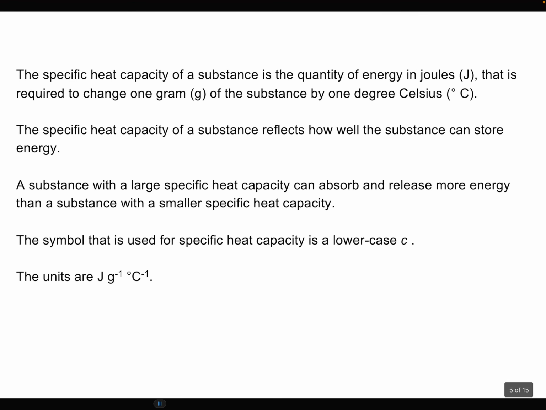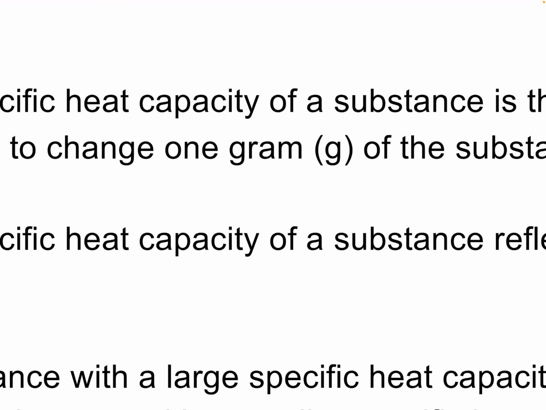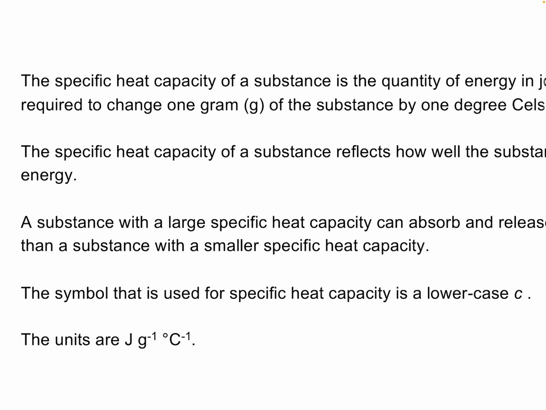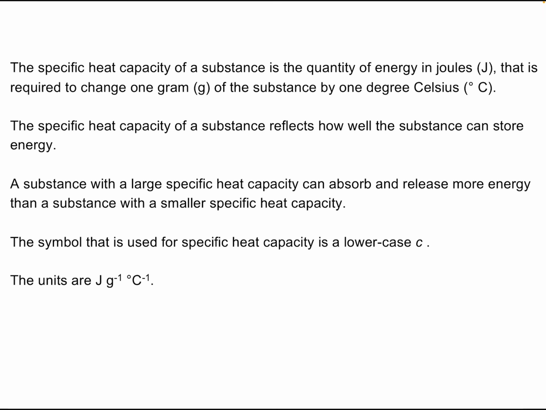Okay. The specific heat capacity of a substance is the quantity of energy in joules required to change 1 gram of the substance by 1 degree Celsius. Note that in physics we use kilograms more than grams, and that just changes our specific heat capacity value by an order of 1,000. Okay, so it's not that tricky.